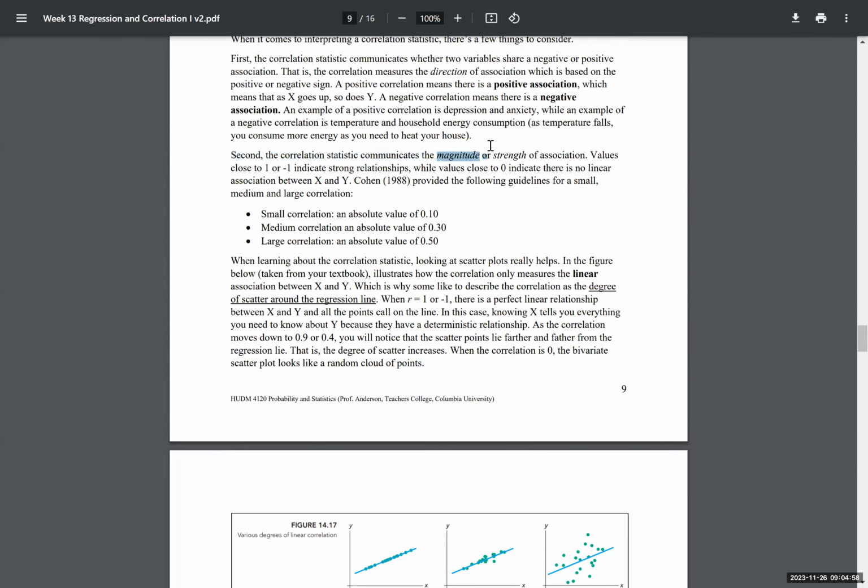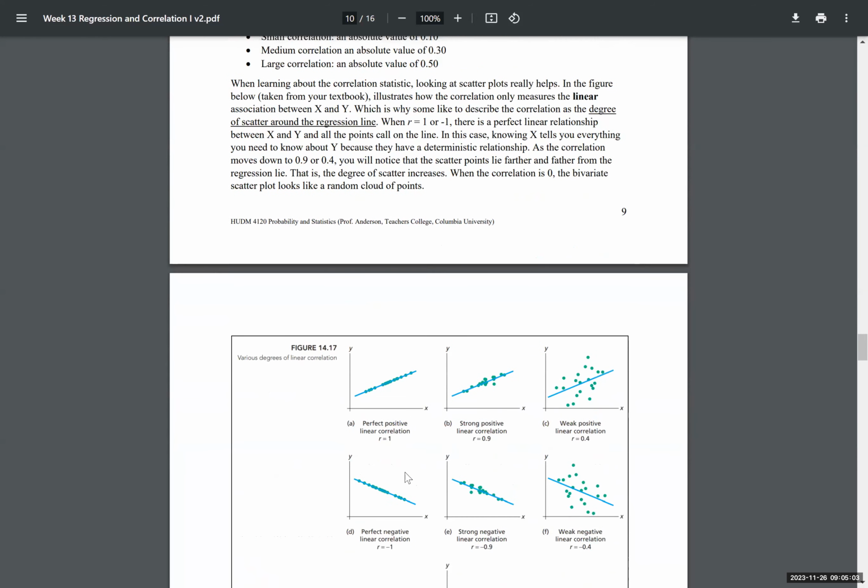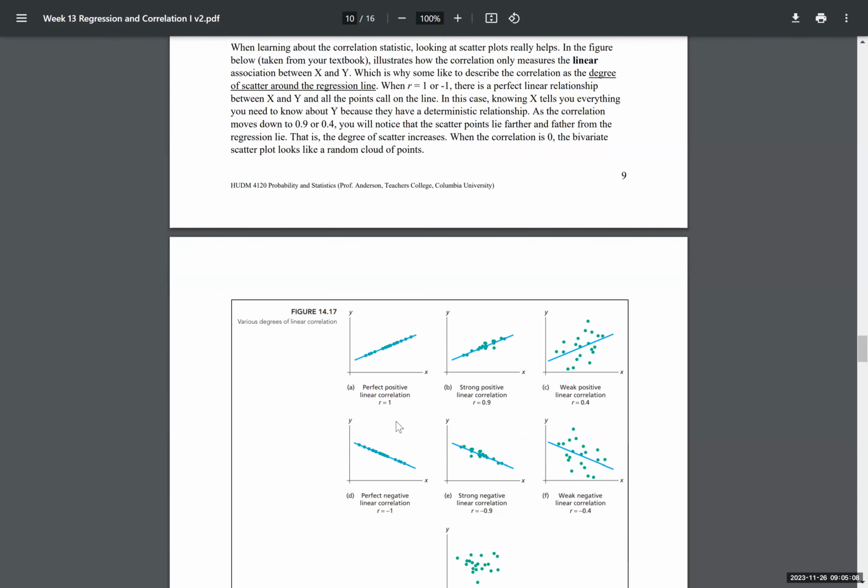The second thing is the magnitude or strength of association. So if you have a 1 or -1, it's a perfect deterministic relationship, and it's actually just a line. That lemonade example that we started today's class with is an example of a perfectly deterministic relationship. And you can also see 0.9 and -0.9. Notice it's very strongly linear, but the points are not exactly on the line, but the line does a really good job at describing the relationship there.